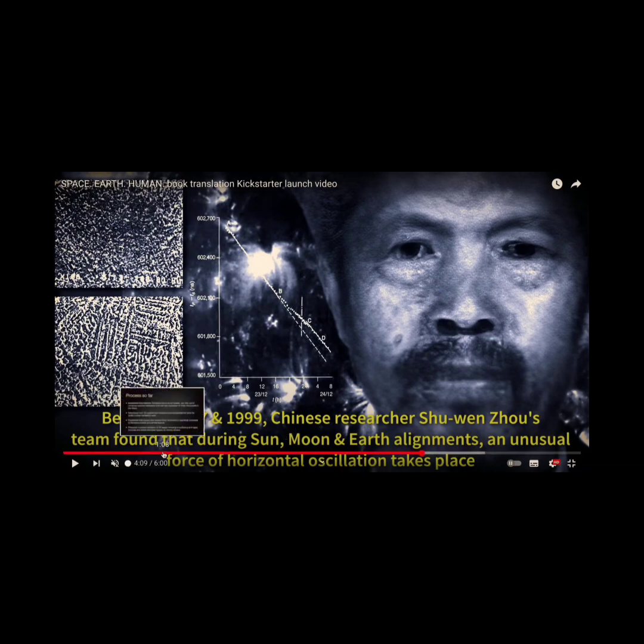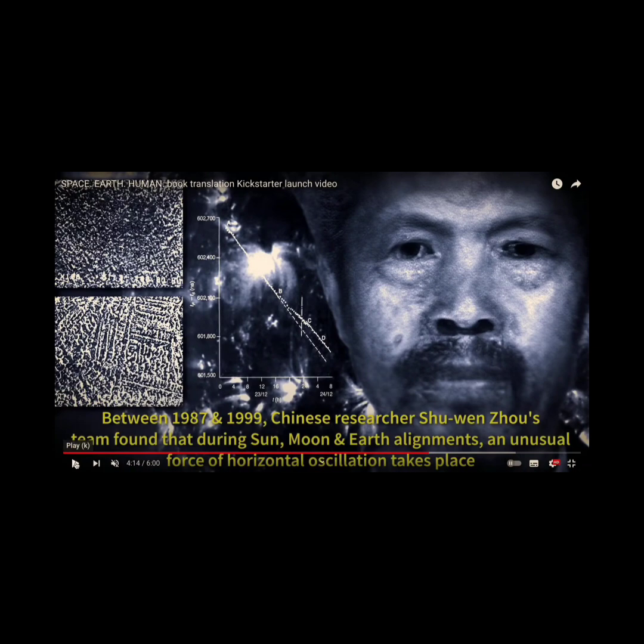Xu Wenzhou found that during Sun, Moon, and Earth alignments, an unusual force of horizontal oscillation takes place. Okay, and crystals kind of form these linear arrays, which is almost like a gravity reaction, a refraction pattern in itself, but recorded in crystals. Lead tin alloy, the spectral waves, the lengths of the atoms, and so on. What he noticed here was that in fact I've got a thing here and it comes up. Like I say, I encourage you to go and look at this.